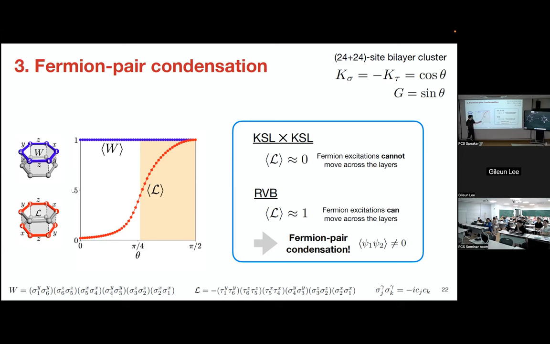But when we enter the other phase, I mean the RBB state, then we see a significantly large value of this L operator. Why? Because a fermion pair condensation happens in this phase. If that fermion condensation happens, then the fermion excitation on the upper layer and the fermion excitation on the bottom layer are not distinct anymore. They are identical particles now because of the condensation.